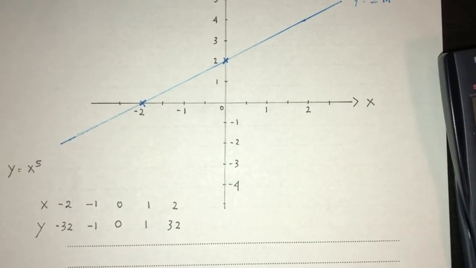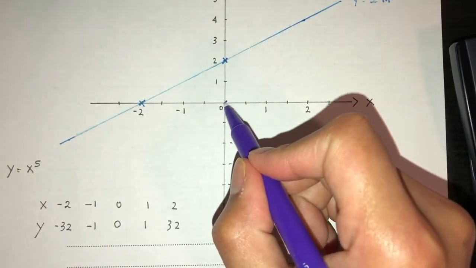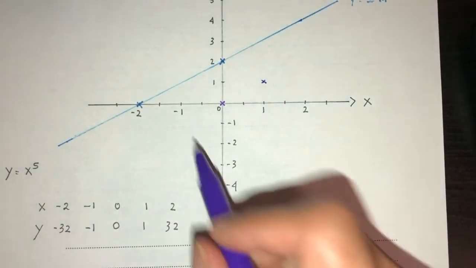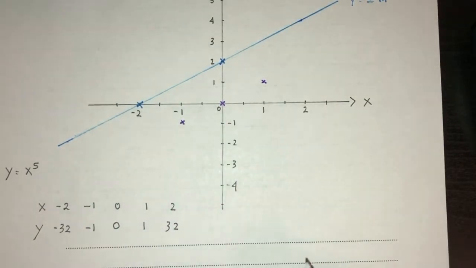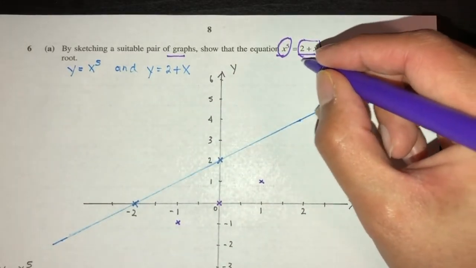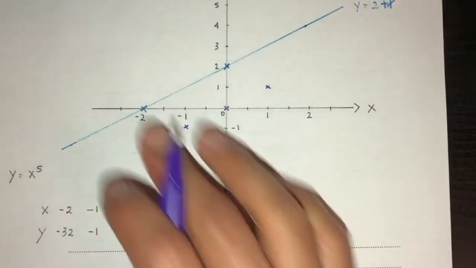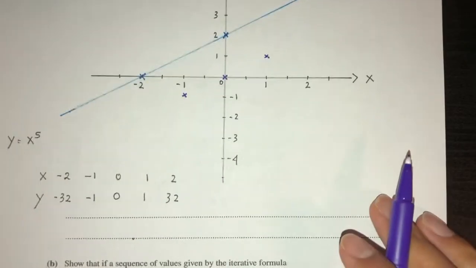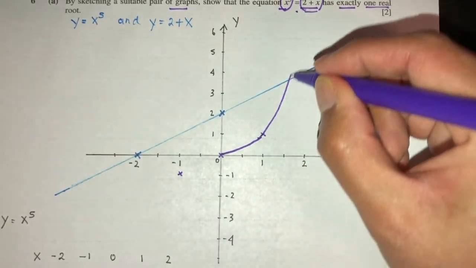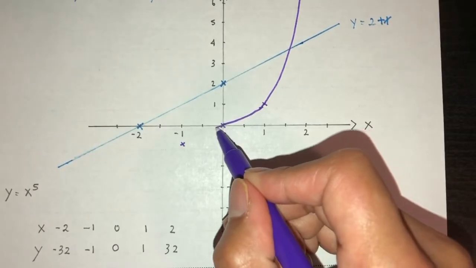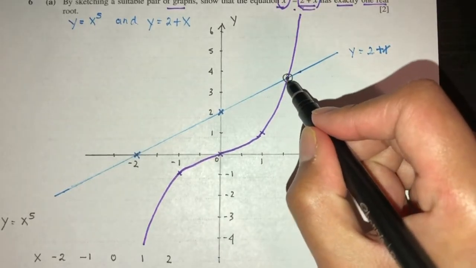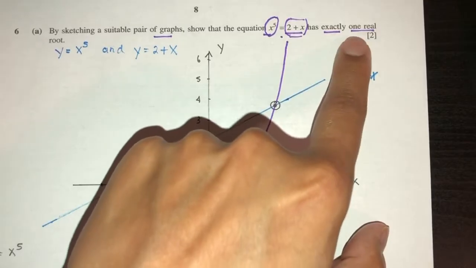So let's plot them. I will use a different color here. The first point is (0, 0). And then I have (1, 1). And then I have (minus 1, minus 1). And then 32 will be way above, right? Let's put some value up here, for example, to draw. And then minus 32 will be way down as well. So we can try to connect them. Something will be like this here. But here you have to go way up to reach 32. Same thing here, you have to go way down to connect to minus 32. As you can see, the line and the curve meet at only one point. And that is why it has exactly one real root.